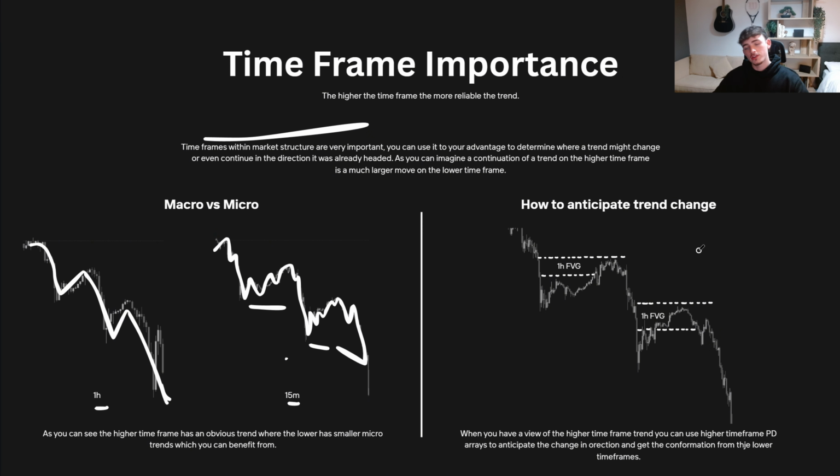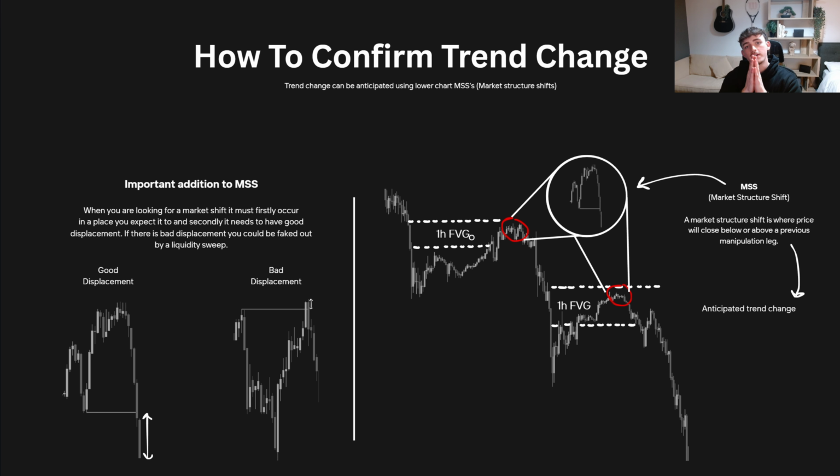How to anticipate trend change. Now, when you have a view of a higher time frame trend, you can use a higher time frame PD array. We'll get into that to anticipate the change or direction and get the confirmation from the lower time frames. Now, how do we confirm a trend change? Trend change can be anticipated using lower chart market structure shifts.